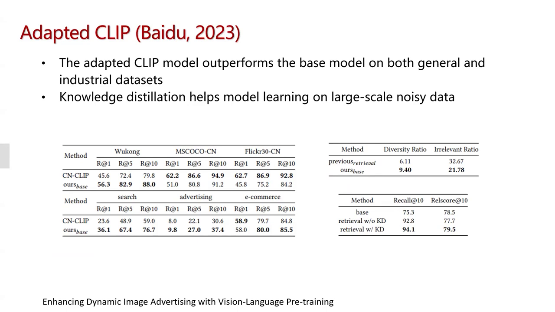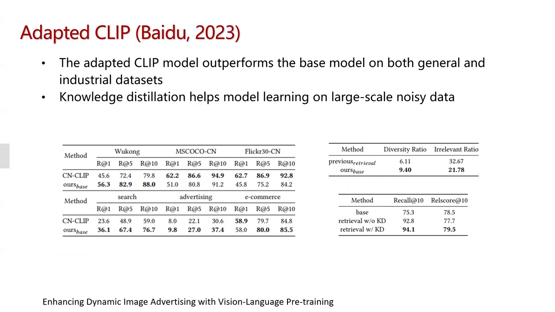Because the domain-specific data usually have some domain gaps with the general data. For example, search, advertising, and e-commerce data may have some gaps with the general Wukong and MS COCO data sets, right? So this may be a lesson to us that the original pre-training data for the backbone models, for example CLIP, may also be biased because the collection of the data may usually focus on some scenarios.